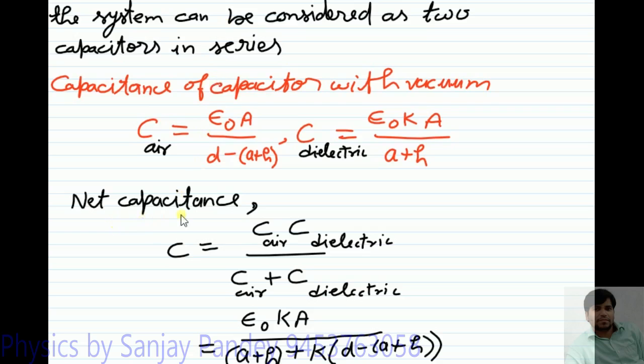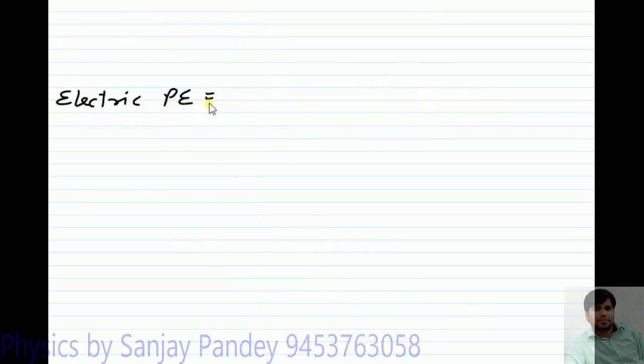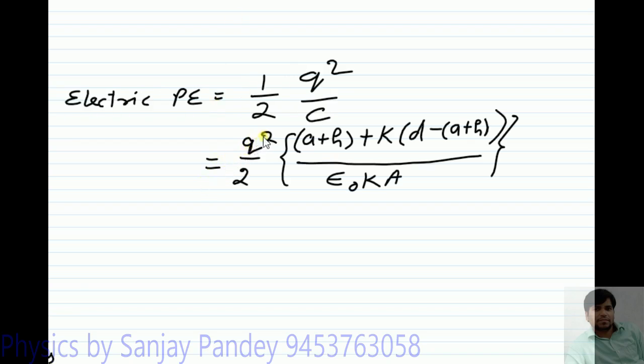So net capacitance will be C is equal to C air C dielectric upon C air plus C dielectric. Substituting the values of C air and C dielectric, we get this result. Now the electric potential energy of the system is given by U is equal to half Q square upon C. On substituting the value of C, we get electric potential energy equal to Q square upon 2 epsilon naught K a, times A plus h plus K into D minus A plus h.